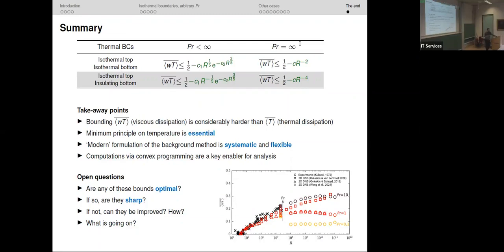I think new ideas here are needed. I don't see how one could get much more out of the background method approach that I've used, and then I don't see how these results could be refined. But again, I don't know. Perhaps there's some insight that one of you might have, and I would be happy to discuss that. More generally, these results are nowhere near what you see in the data. So what is going on, and can we say anything about that?